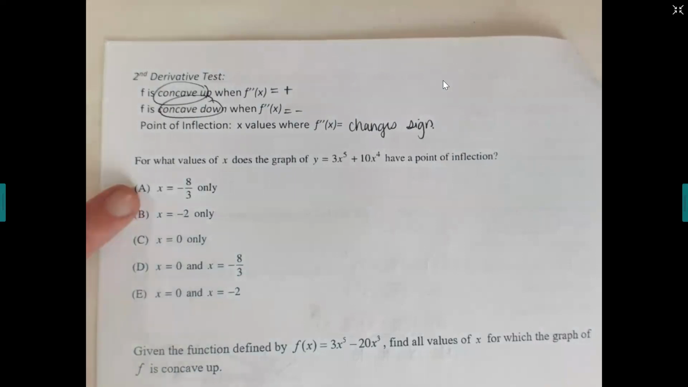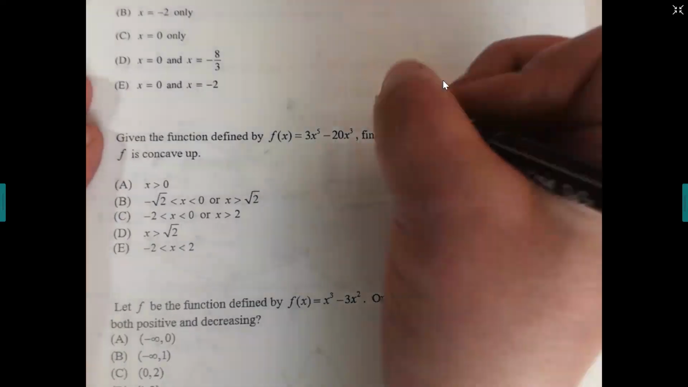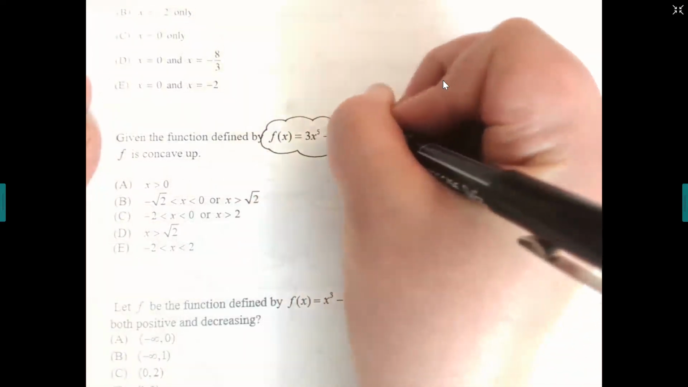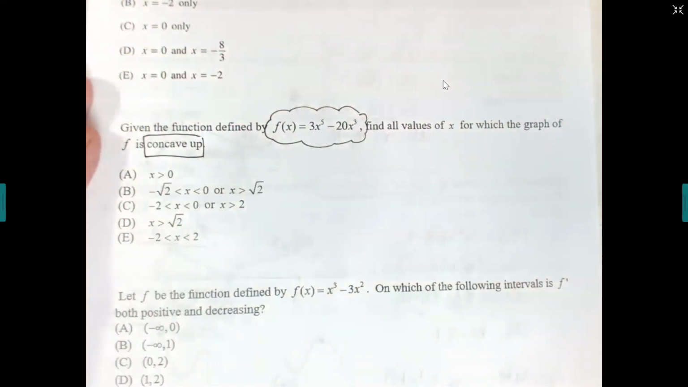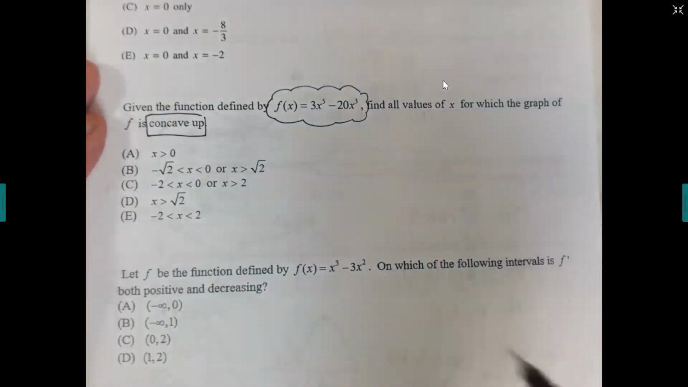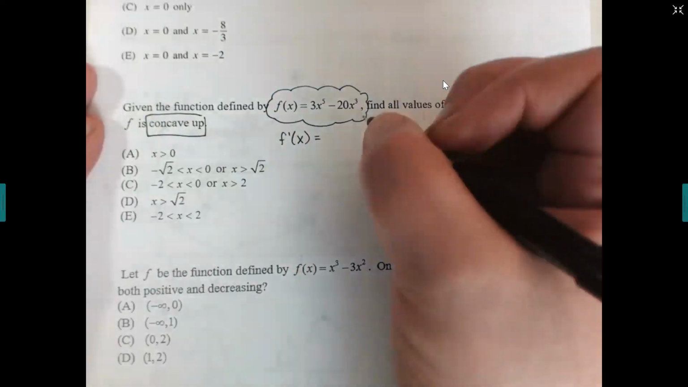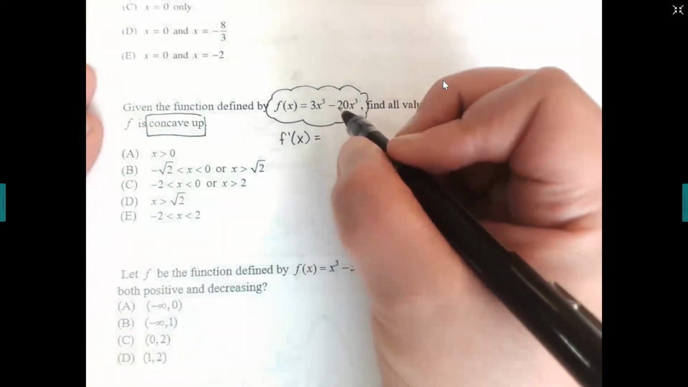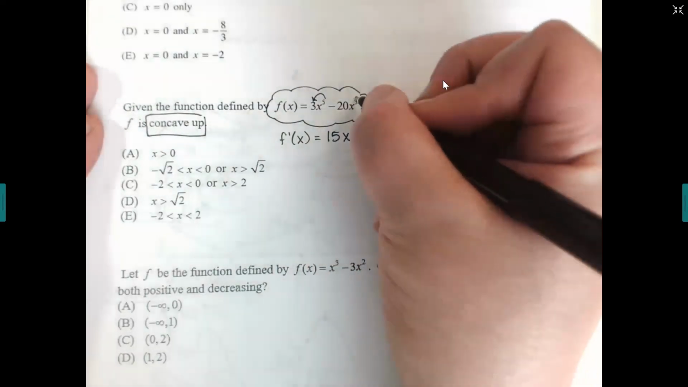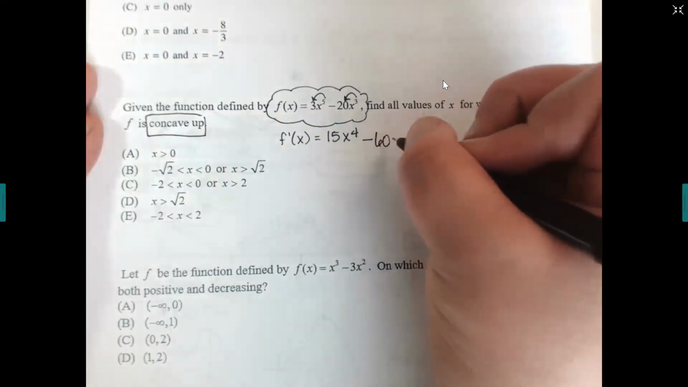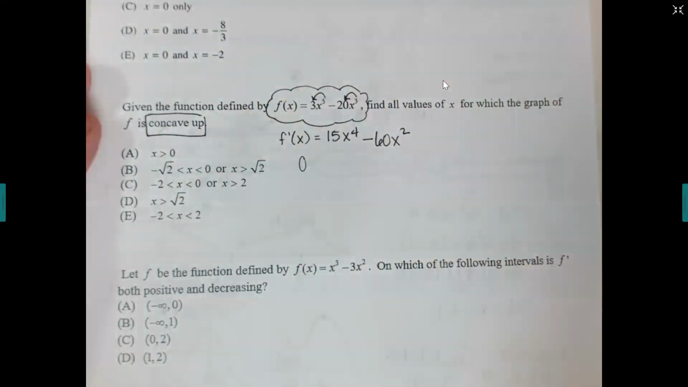Let's skip this one. Let's go down to this one. We want the graph to be concave up. Is that first or second derivative test? Concavity is second derivative test. So we'll take the derivative twice. So f prime of x equals what? Close. 5 times 3 is 15x to the 4, minus 3 times 20. Then we're going to set it equal. Oh, wait, are we setting it equal to 0 yet?